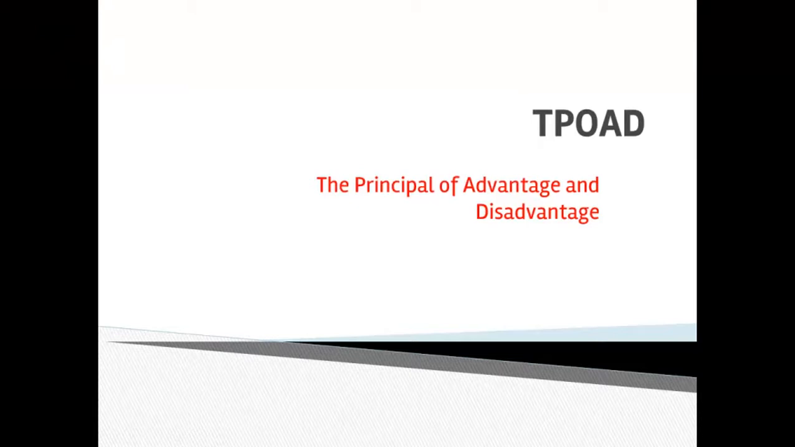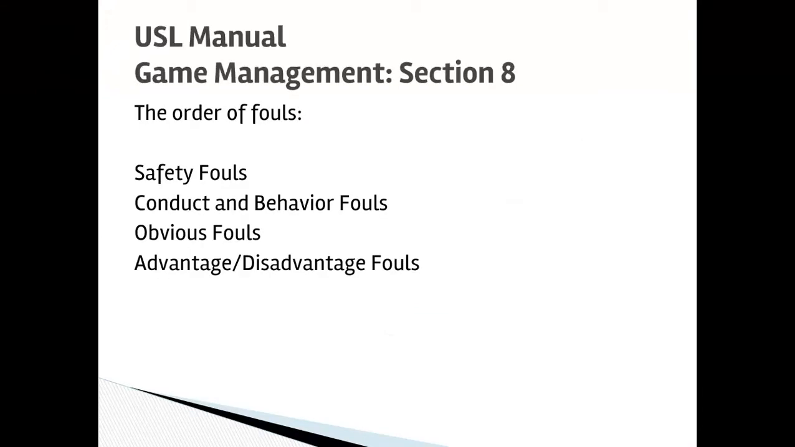But the topic tonight we're talking about is advantage and disadvantage. And it's relating to technical fouls. So US Lacrosse Game Management Section 8 talks about the order of fouls that we should take into consideration as officials. Starting off with safety fouls, right? Those are the personal fouls, the body checks, slashing, cross checks, and unnecessary roughness penalties that we have to call in order to maintain a degree of safety in our sport.